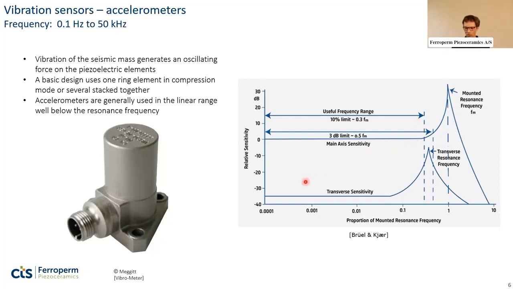In cases where there is a high transverse sensitivity, you actually should be careful that even the transverse resonance frequency may actually limit your usable frequency range.